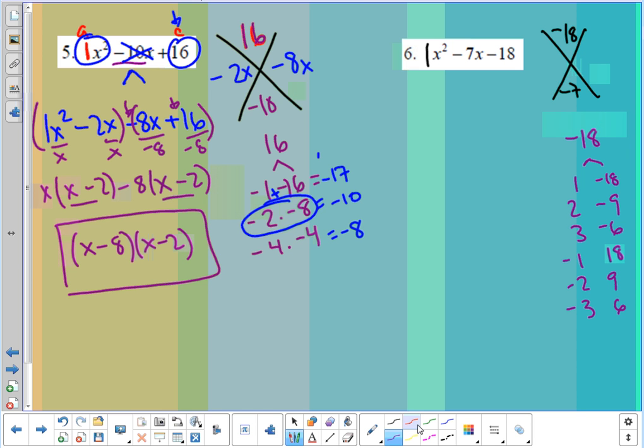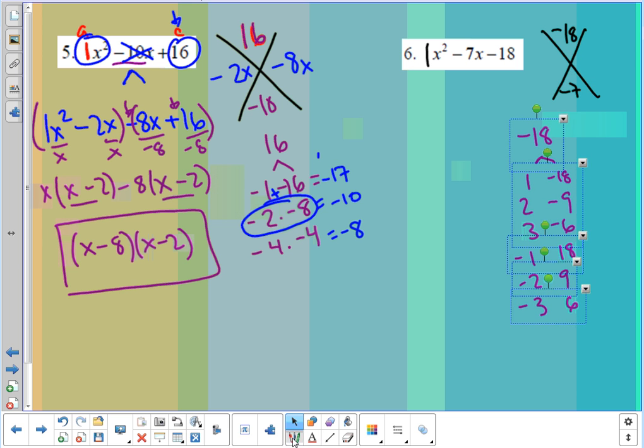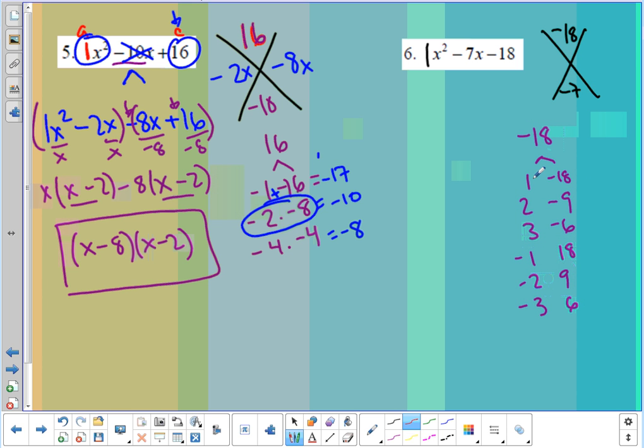Okay, when I add all of those up, I kind of ran out of room here, so I'm going to slide this over for just a little bit. When I add all those up, if I add this, I get negative 17. If I add this, I get negative 7. If I add this, I get negative 3. If I add this, I get positive 17. If I add this, I get positive 7. And if I add these three, I get positive 3.